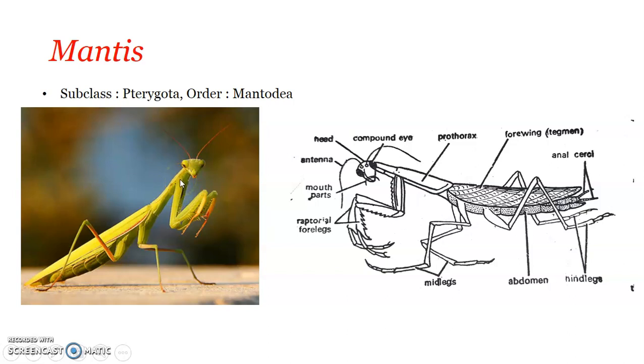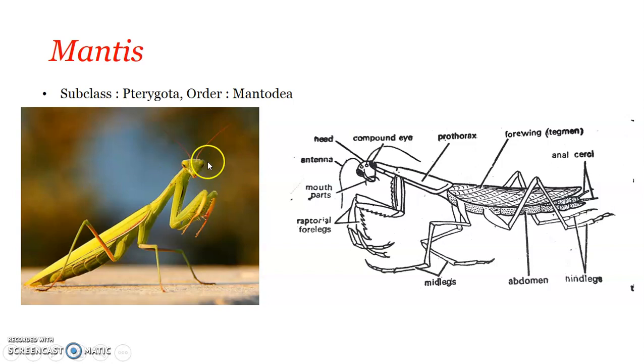Okay. Then coming to the head region. The head region is very typically triangular in nature, and they have a pair of compound eyes and 3 ocelli. Small spots can be found. If you look closely, you can see 3 yellowish colored spots on their head, and those are actually the ocelli. The ocelli are the simple eyes. These ocelli are photoreceptive, but image formation is not there.